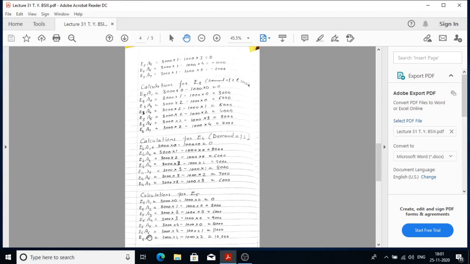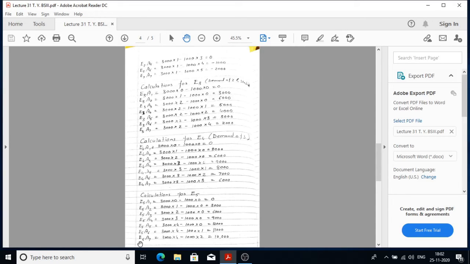E5, A6. E5 means demand of 4 boats and A6 means stock of 5 boats. So 1 boat will remain unsold. So 3000 into 4 minus 1000 into 1. So answer becomes 11000. Now E5, A7.